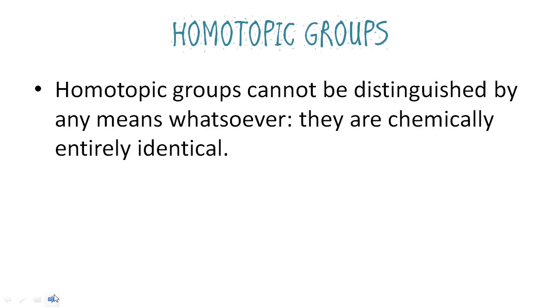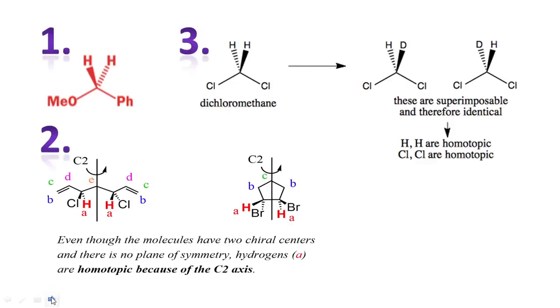Homotopic groups cannot be distinguished by any means whatsoever. They are chemically entirely identical. Okay. So we'll see what this means. It has to be the simplest explanation that we can see. They are like identical twins or something like that, we can say. So let's see the first example.